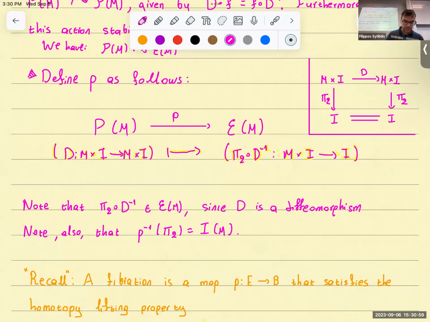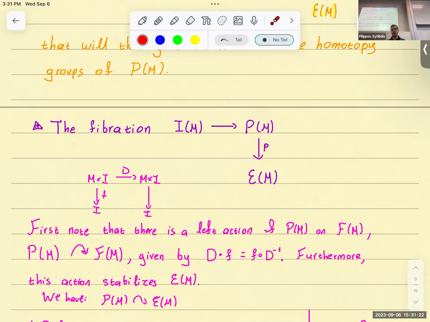So if I look at the preimage of the projection, here if this pi2 composed with the inverse is just pi2, if I look at the projection to the I factor, its preimage is just going to be the group of isotopies. That's what I promised you up here. Okay, so we have this space, and it has a base point, and the preimage over the base point is what I wrote down here.